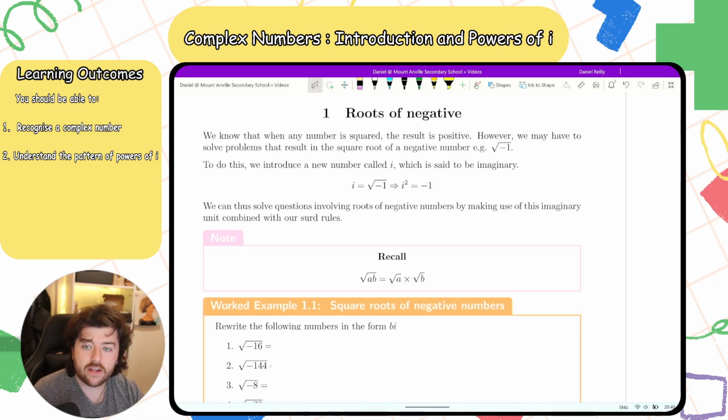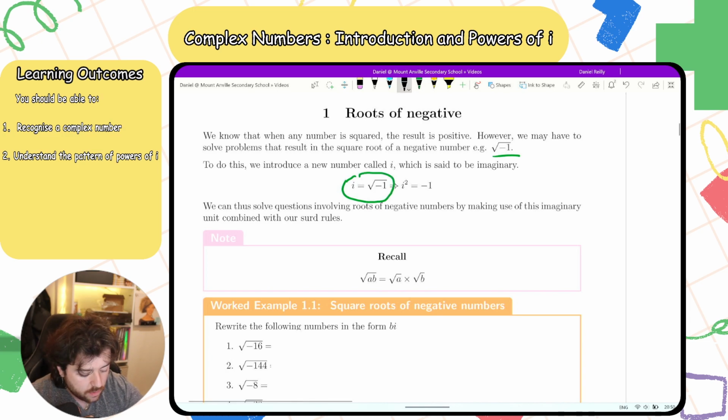So, roots of negative numbers. We know that when any number is squared, the result is positive. However, we may have to solve problems that result in the square root of negative numbers, e.g. the square root of minus 1. To do this, we introduce a new number called i, which is said to be imaginary. So we let the square root of minus 1 equal i. That means, therefore, i squared is going to be equal to minus 1.